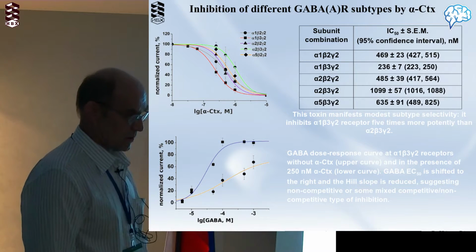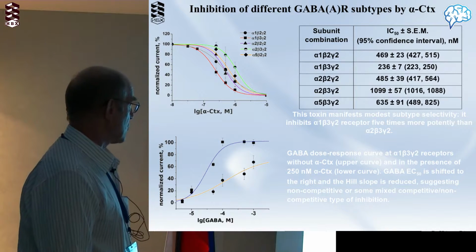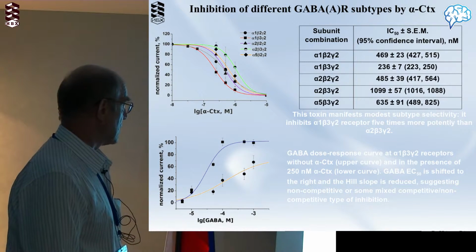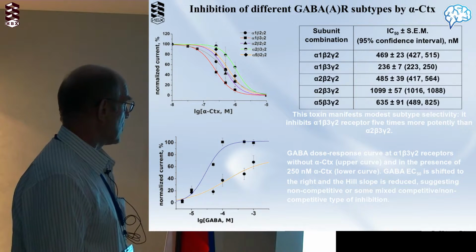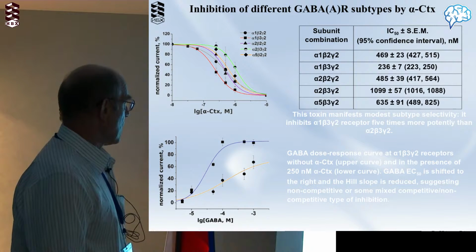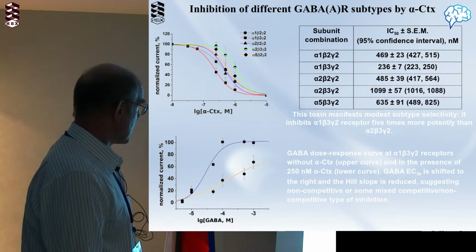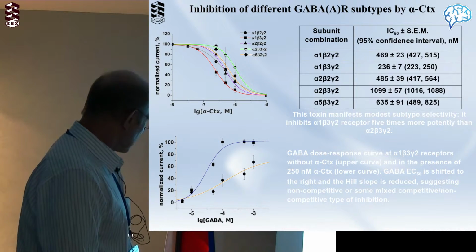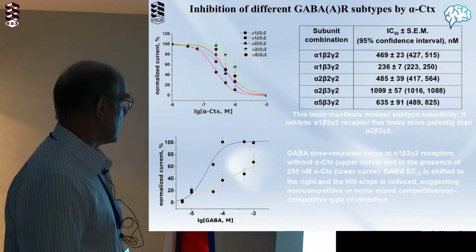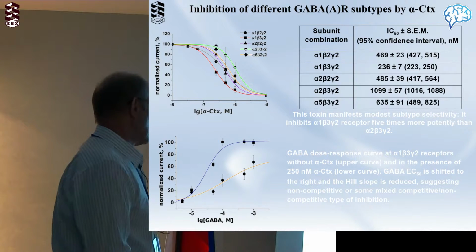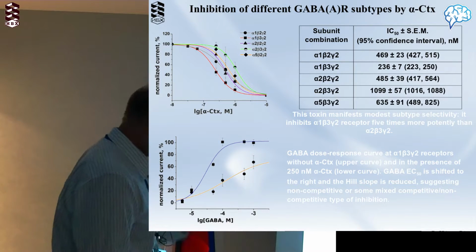A GABA dose-response curve was done in the presence of a small concentration of α-bungarotoxin, and we observed that the activation curve is shifted to the right side, and the Hill slope is reduced. This suggests probably non-competitive or some mixed competitive, non-competitive action.